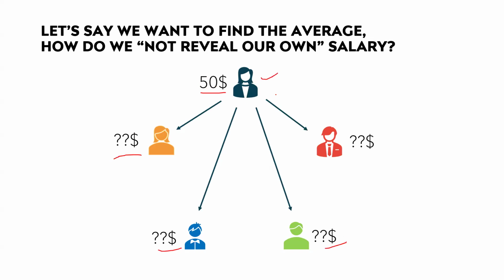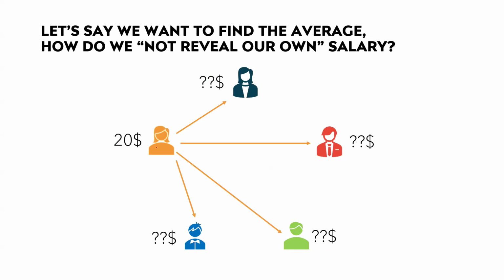So let's say we're this dark teal, dark blue person on the top, right? We know our own salary, and that's fine. What we know is ours, right? But we don't know everyone else's salary. And this applies to everyone, by the way. So for example, the yellow lady on the left should know her salary, but not anyone else's, right?